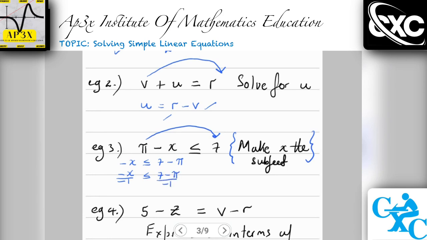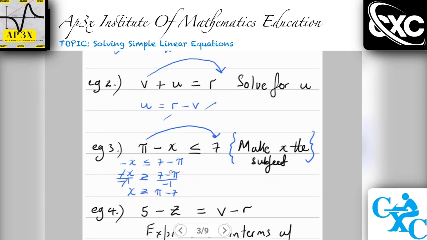Now, the moment we divide by -1, remember that we have to reverse the sign. So then we're going to end up with -1 cancelling here. So x is therefore greater than or equal to -1 into 7 goes -7 times, and -1 into negative pi goes pi times. So we end up with pi take away 7, or -7 plus pi.